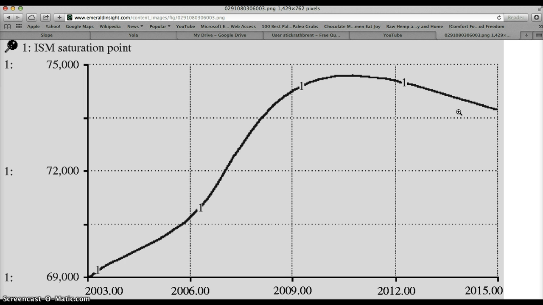So this indicates that the upward trend reached its maximum value from 2006 to 2009. The trend then began to saturate or slow its progress from 2009 to 2012. And from 2012 to 2015, we actually had a negative relationship between the two variables.